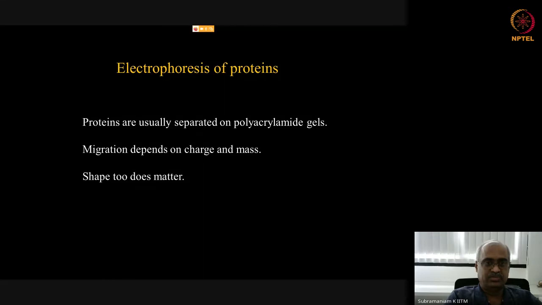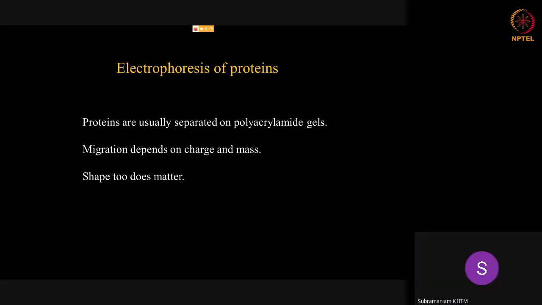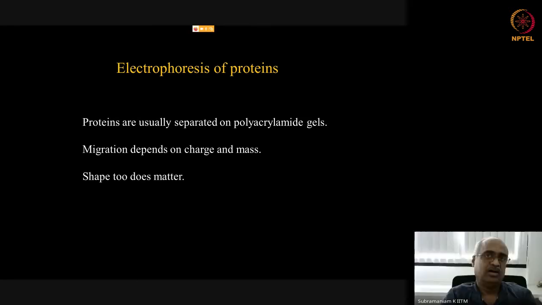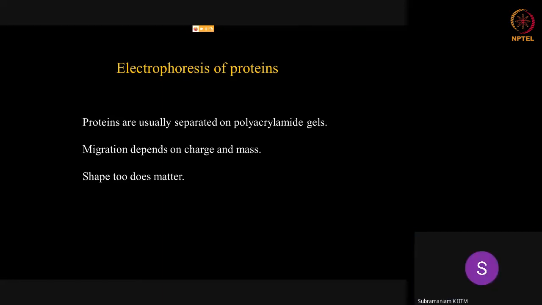So today we are going to look at another method, which is primarily an analytical tool. Chromatography is a preparative tool where you purify proteins of certain quantity for further use. Electrophoresis also can be used for preparatory purposes, but that is really very small scale, and its primary goal is analytical purposes. So we learn about how electrophoresis is used for that purpose in proteins.